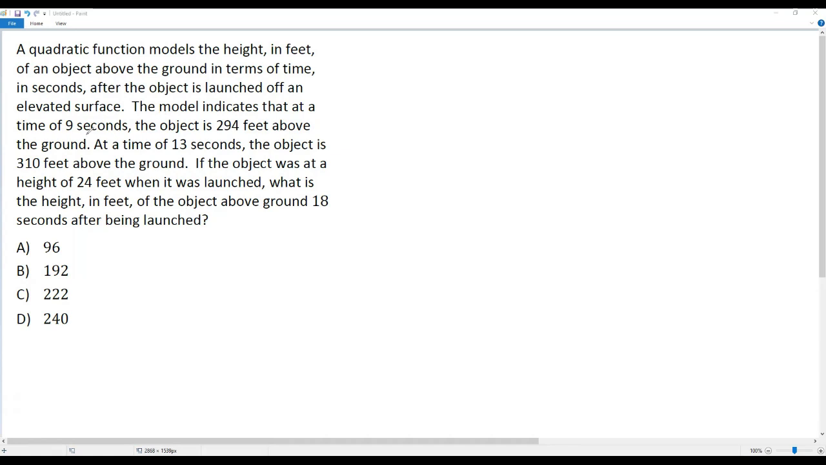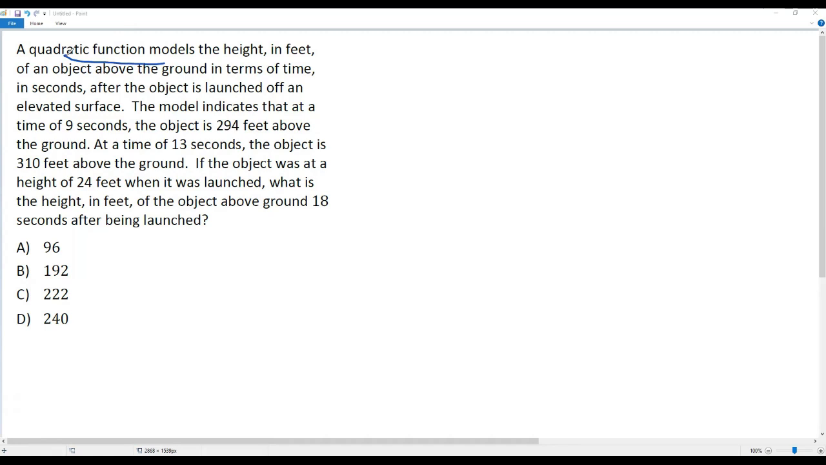The model indicates that at a time of 9 seconds, the object is 294 feet above the ground. At a time of 13 seconds, the object is 310 feet above the ground. If the object was at a height of 24 feet when it was launched, what is the height in feet of the object above ground 18 seconds after being launched?